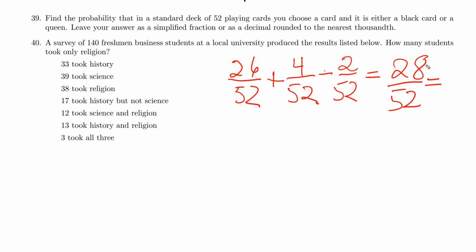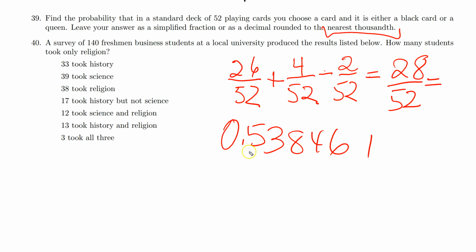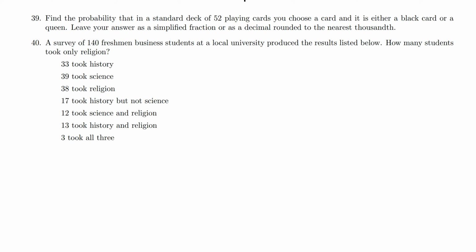28 divided by 52, and I get 0.53846 and they want us to round to the nearest thousandth. So we then go to the 10,000ths position. Since this is a 4, we just drop it all. If it were 5 or higher, we would drop it and add 1 to the 8. Okay, then we have one more to go.